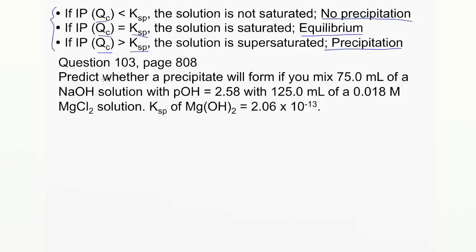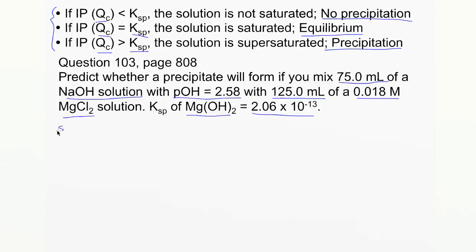Take a look at this question. It's from your textbook. Predict whether precipitate will form if you mix two solutions together. One solution is 75 ml of a sodium hydroxide solution with a pH value of 2.58. The other solution is 125 ml of 0.018 mole per liter magnesium chloride, and KSP of the magnesium hydroxide is this much. Okay, now based on what we discussed here, you have to know QC.